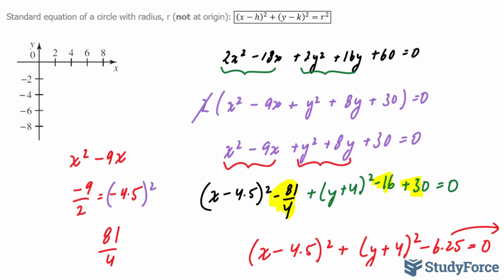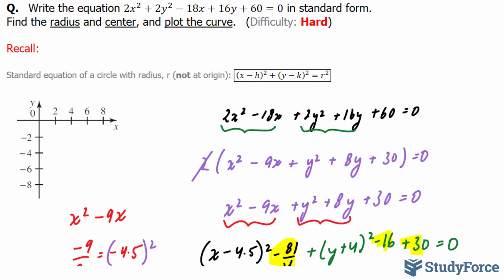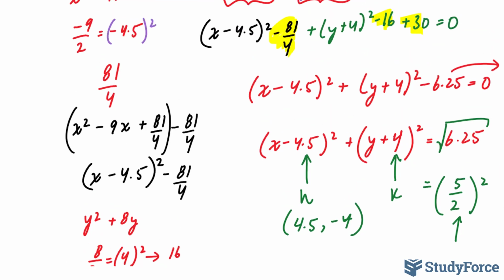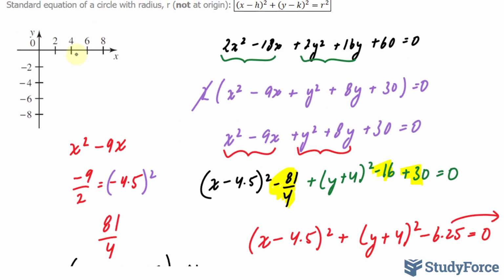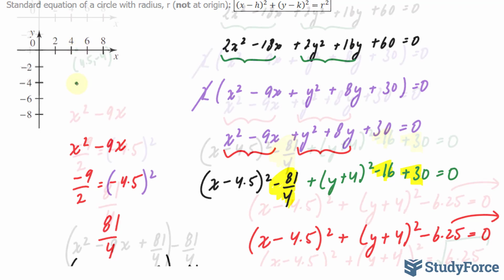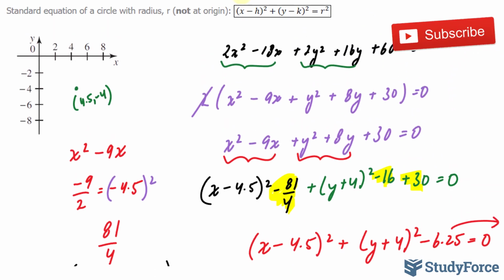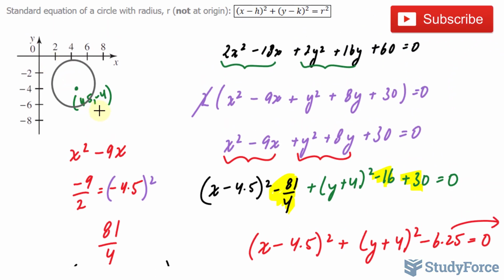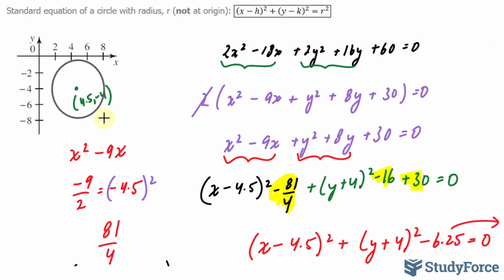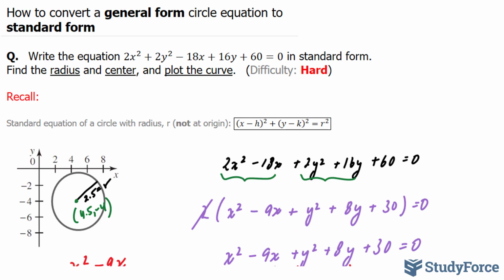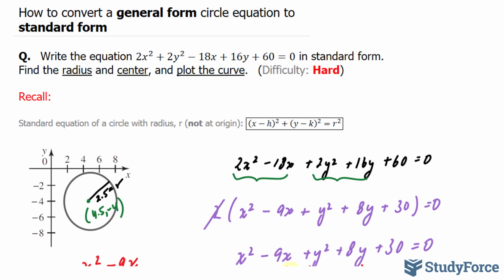Let's see if we've answered the question. They ask us for the radius, which we found. They ask us for the center, and now we have to plot the curve. So our center is at 4.5 and negative 4. 4.5 is right around here, and negative 4 is down here. And the radius is 5 over 2, which equals 2.5. To show that, I can draw a circle as best as I can and say that the radius is 2.5. And so there you have it. That is how to convert a general form circle equation to standard form.